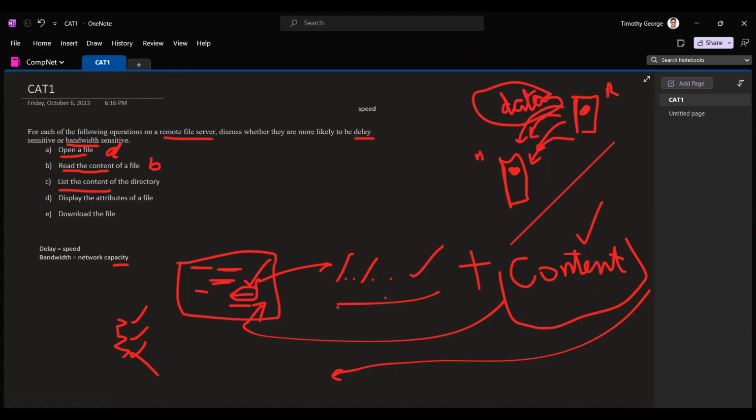So we understood that when you have directories, it is all about confirmation. It's all about speed, how fast you can get that confirmation, about where the file is, where the directories are, where the folder structure is. And content, we saw, is all about capacity, because if you have 3 lines and the first two get read and the last one doesn't, then that doesn't make sense. You need to have all of the data transferred. So when it's content, it's going to be bandwidth sensitive. And so for listing the contents of the directory, it is actually a special case of both delay and bandwidth.